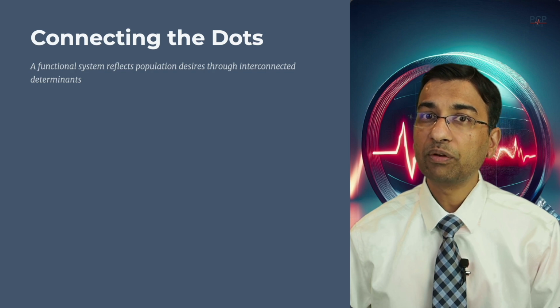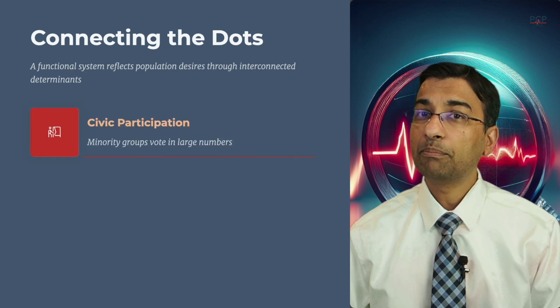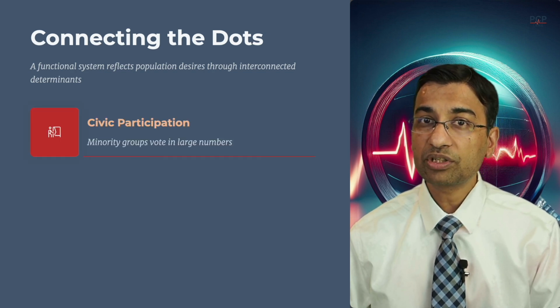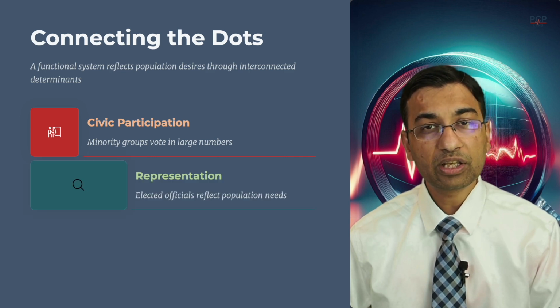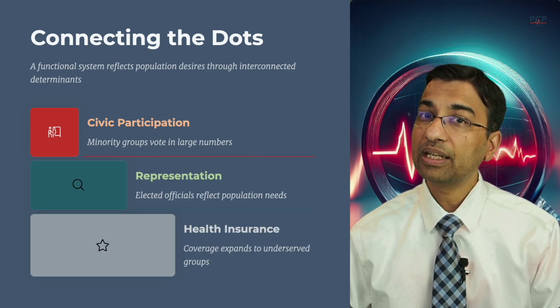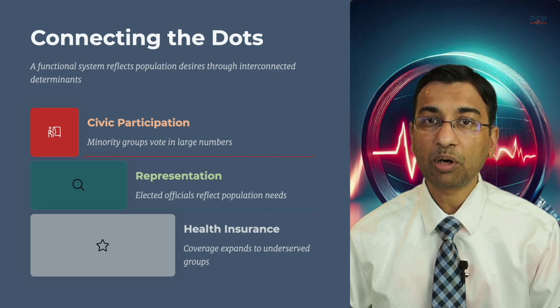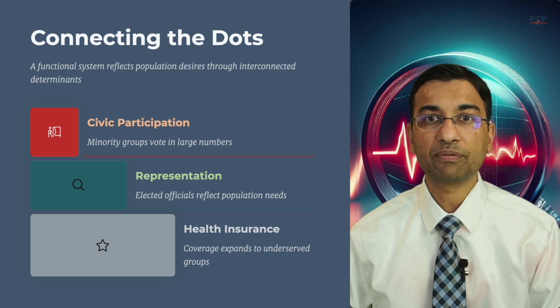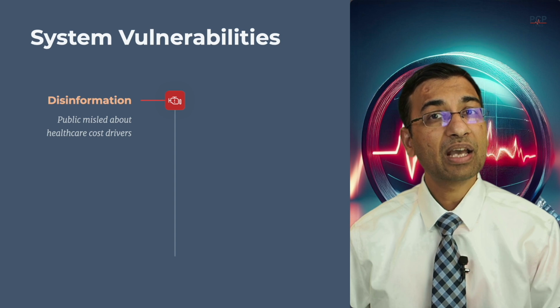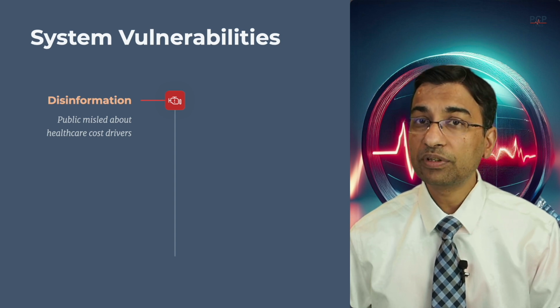Let's connect the dots between voting, government, and policies. When minority groups vote in large numbers, the elected officials will reflect the needs of that population and enact policies that will benefit the health of that population, such as expanding health insurance coverage. However, the system can be hijacked and thwarted at any of these steps.